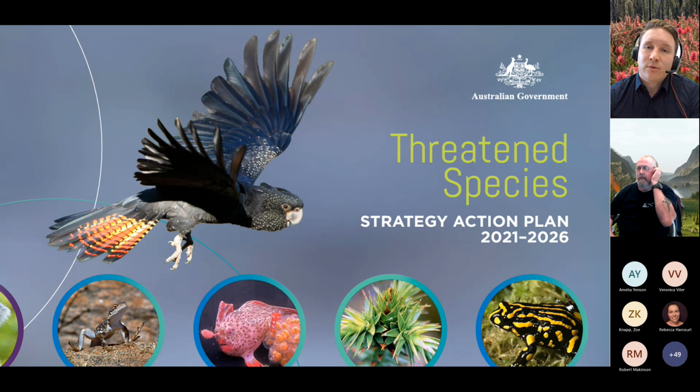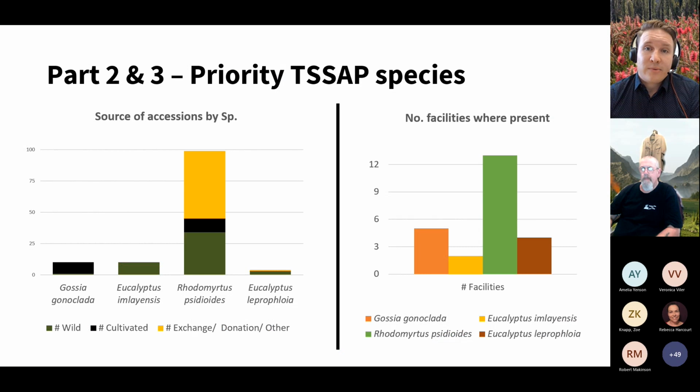We also wanted our survey to align with the Australian Government's Threatened Species Strategy Action Plan, or TSAP. The plan includes a list of 30 priority native plants that will be the focus of recovery actions from the Australian government from 21 to 26. Of these 30 priority plant species, four are Myrtaceae species, and thankfully data about all four were captured through this survey.